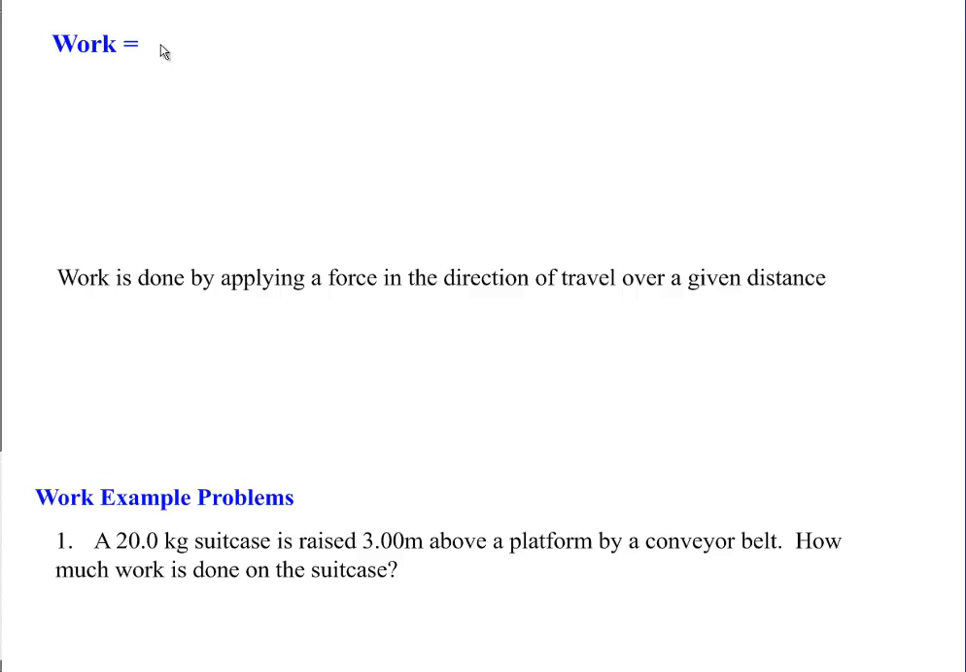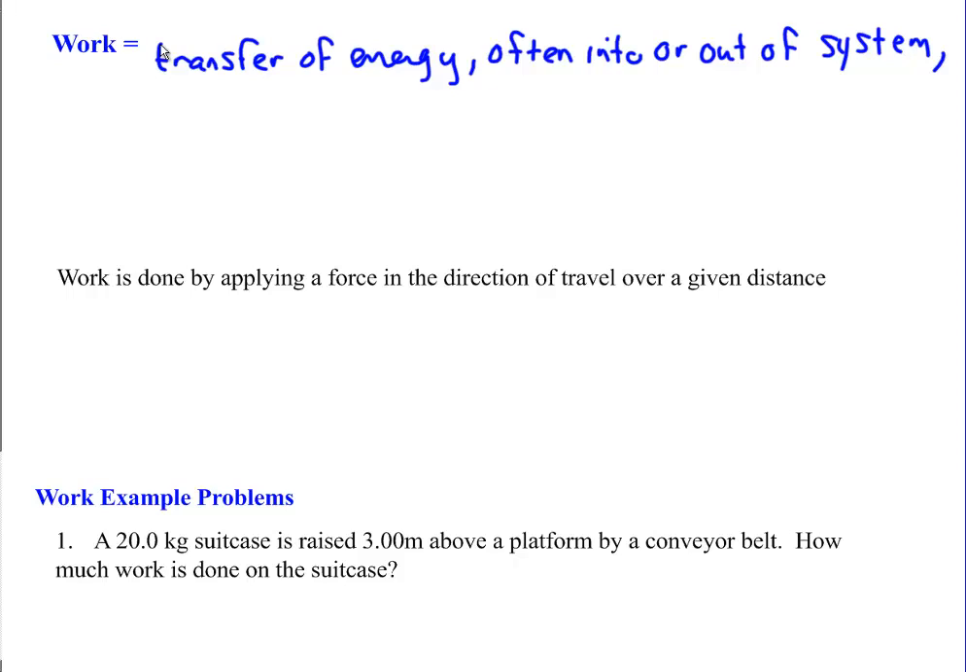Our next topic for this particular chapter is work. And first we need to define what is work. We're going to define work as a transfer of energy, generally into or out of a system. The other thing that work can be is a conversion of energy from one type to another. Our symbol for work is a W, and in notation form, work equals a change in energy.